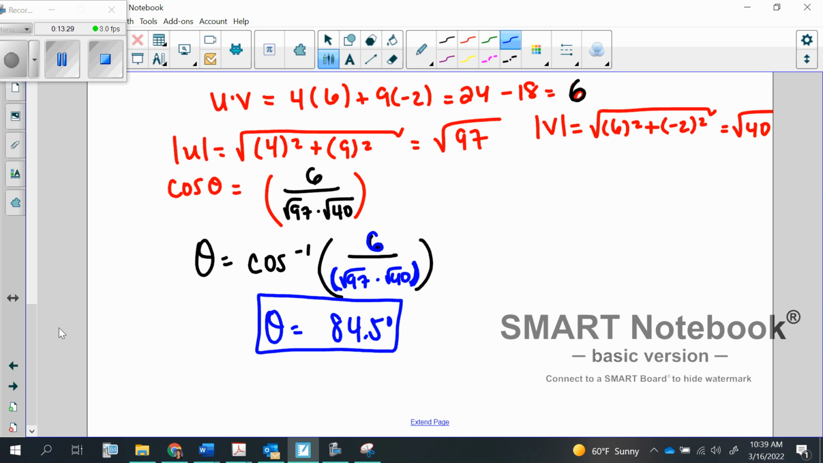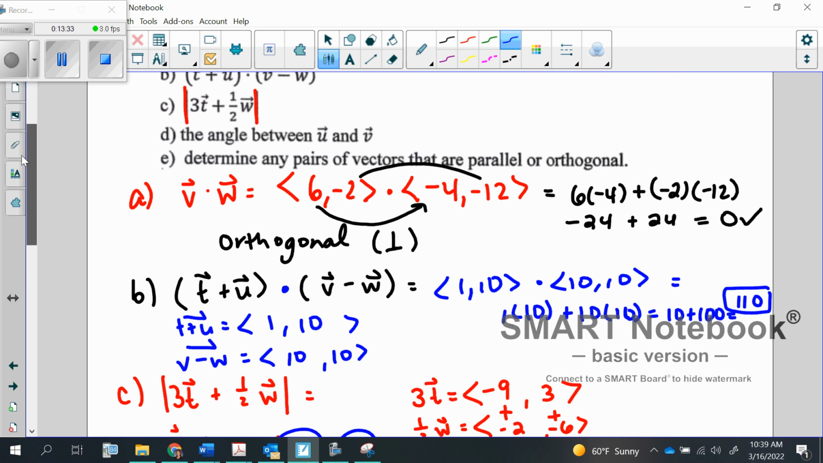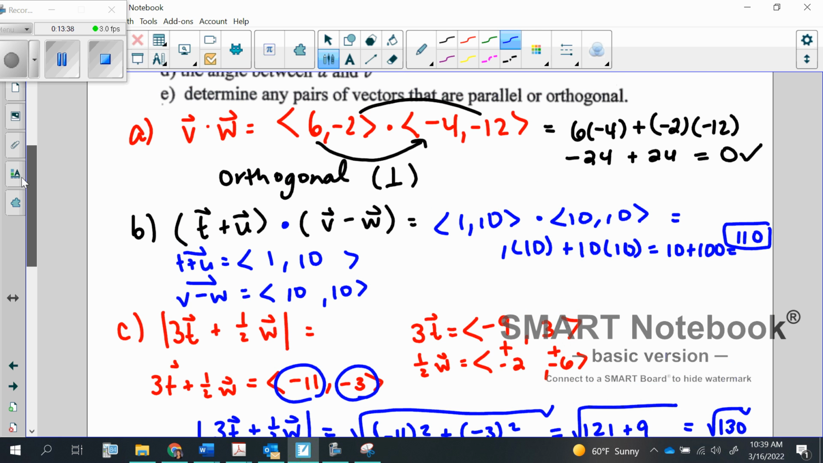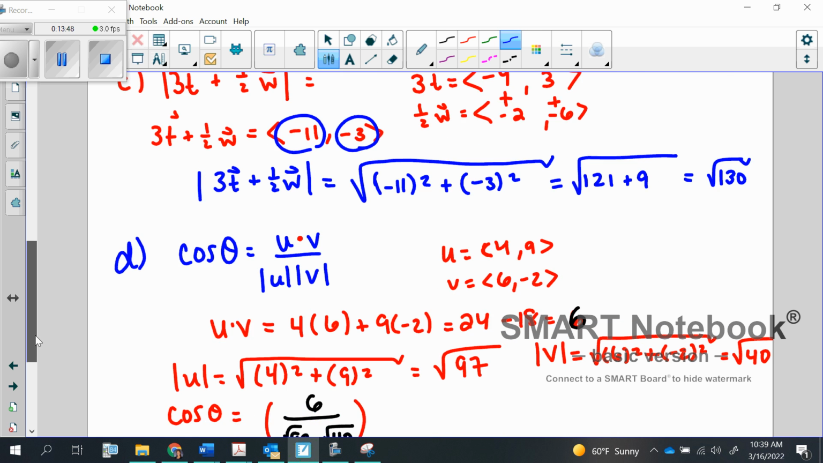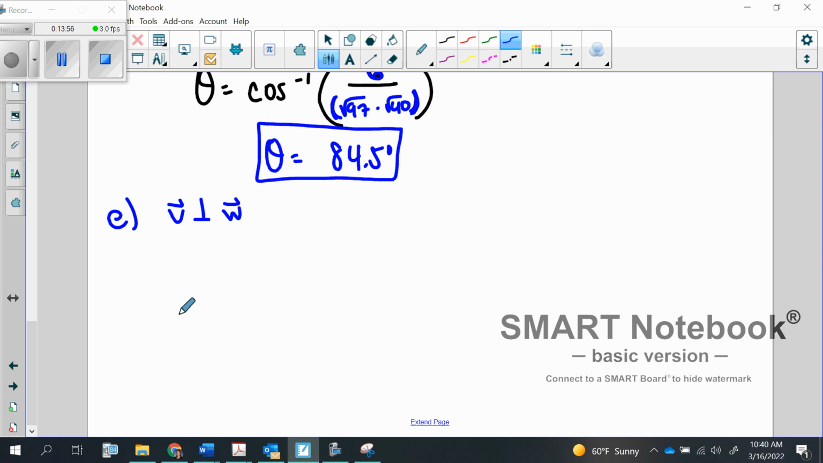Okay, and last part of this problem is determine any pairs of vectors that are parallel or orthogonal. So we started with A, and we did that V and W. We found that when we did their dot product, they gave us 0. So we know that going into part E, that V and W are already orthogonal to one another, and you can actually put it like this. V is perpendicular, orthogonal to W. So that pair we immediately know.